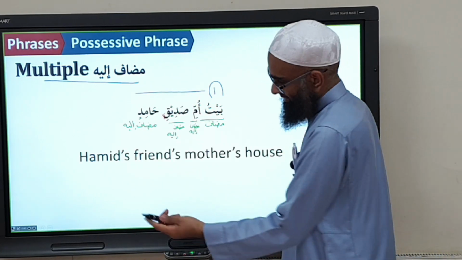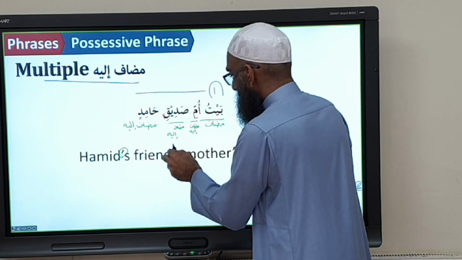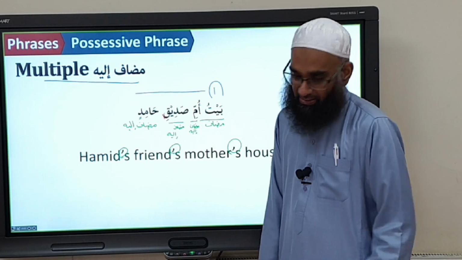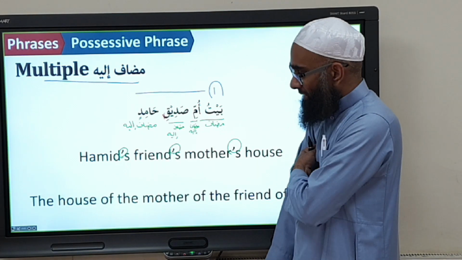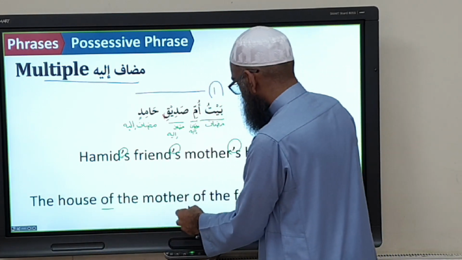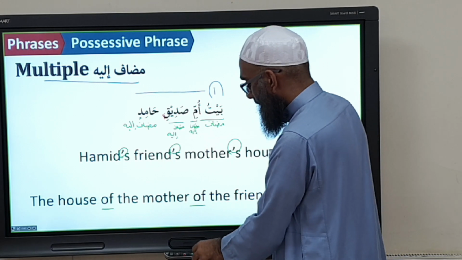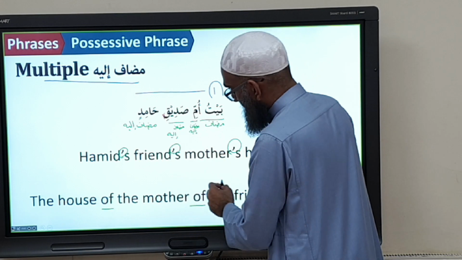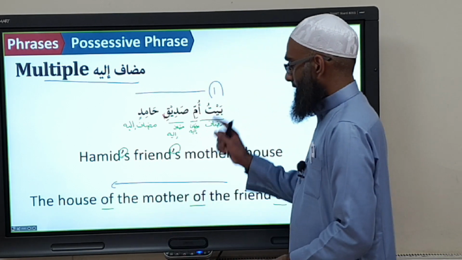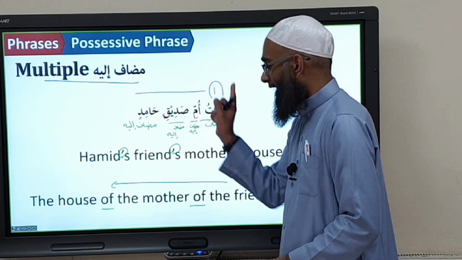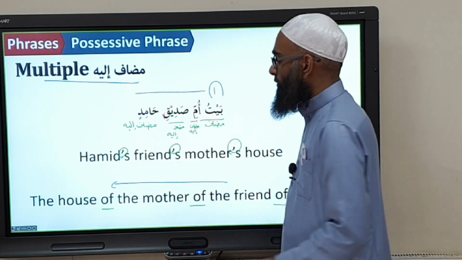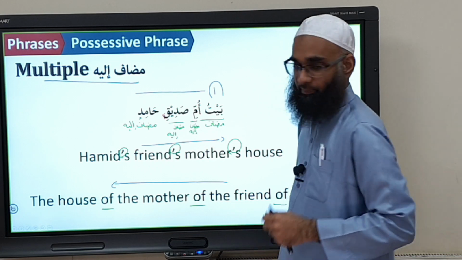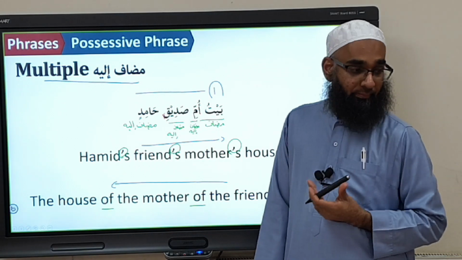Apostrophe S, this can get a bit difficult sometimes. Hamid's friend's mother's house. Sometimes it works, sometimes it gets a bit difficult. Sometimes it's easier to use the word of. When you use of, you go the Arabic way: the house of the mother of the friend of Hamid. If you use apostrophe S, you have to go the other way. Are you following? That makes sense?